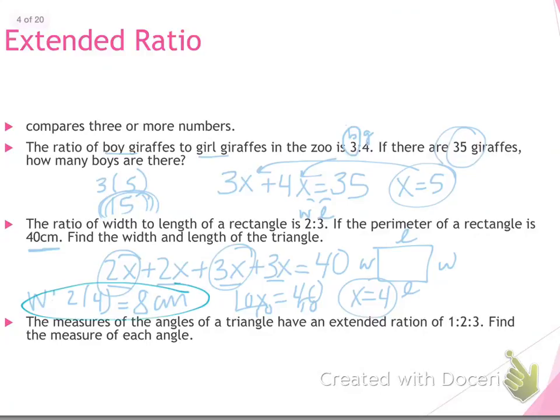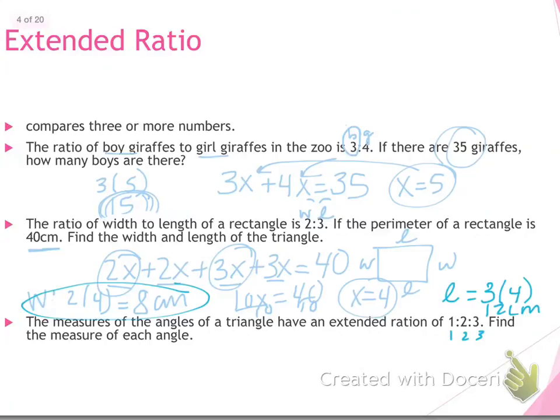So there's my first answer, and then when I do length, I have 3 times x, so 3 times 4, which is 12 centimeters. So anytime I give you a total number, we're adding them and setting it equal to it. So for my next one, the measures of the angles of a triangle are in the extended ratio 1, 2, 3. So this is my first angle, second angle, third angle. Find the measure of each angle.